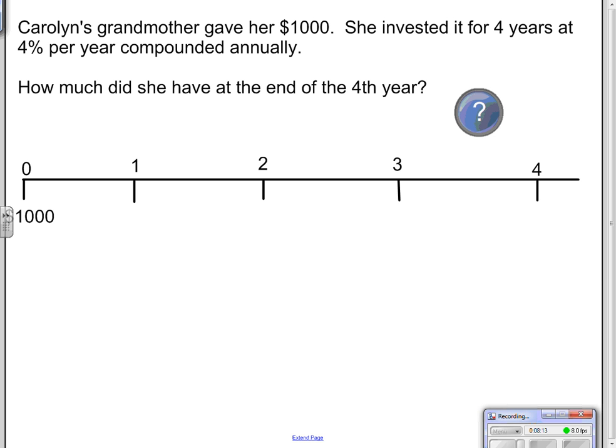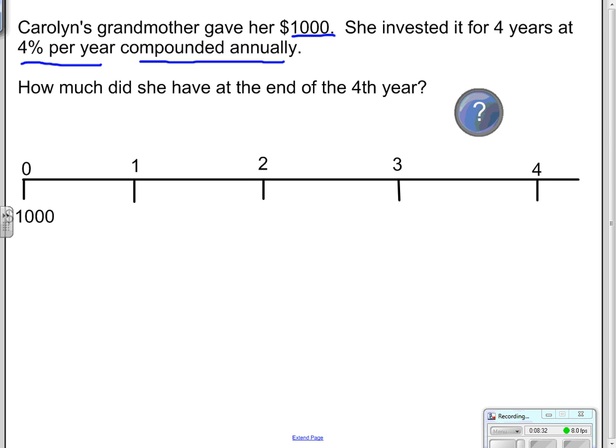All right, Carolyn's grandma gave her $1,000. She invested it for 4 years at 4% per year, compounded annually. So those numbers are all key. I find this table that we've drawn here can be helpful. How much did she have at the end of the 4th year?